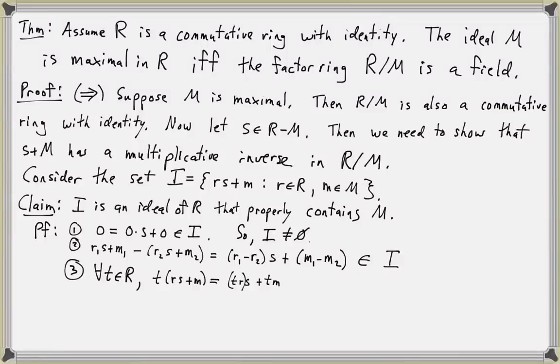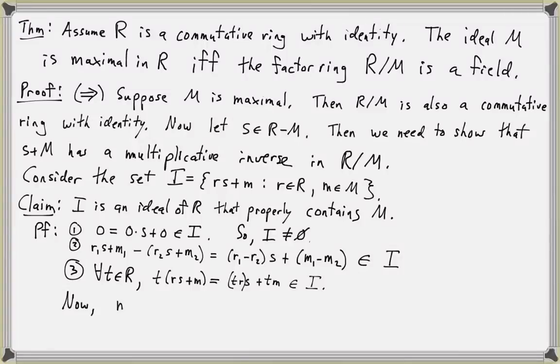So if I put this in parentheses, think of this as TR times S, and then TM is also an element of M because M is an ideal and T is an arbitrary element of the ring. So this is still an element of the ring I. So we see that I is an ideal of R, and now we need to show that it properly contains M.